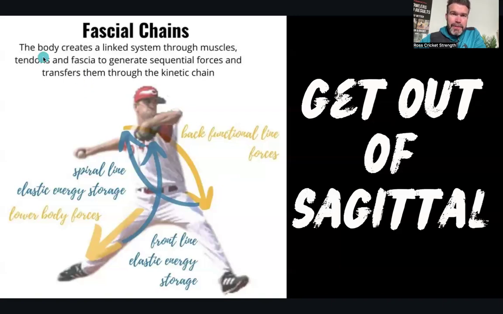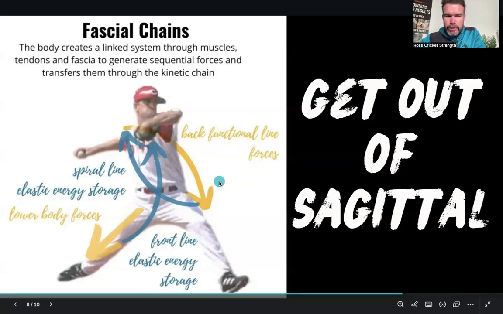But, like I said, the body creates a link system through muscles, tendons, and fascia to generate sequential forces, and transfers them through the kinetic chain. Most players are not using their kinetic chain. They've got no concept of sequencing. They've got all the different muscle groups, so they work on the quads to get strong, they work on the calves to get strong, abs to get strong, pecs, lats, shoulders. Great. No connection, no sequencing.